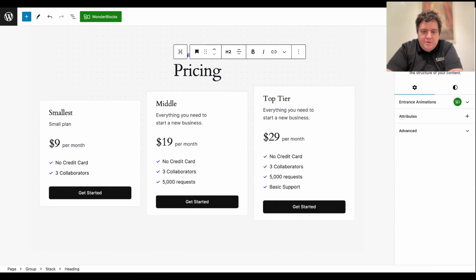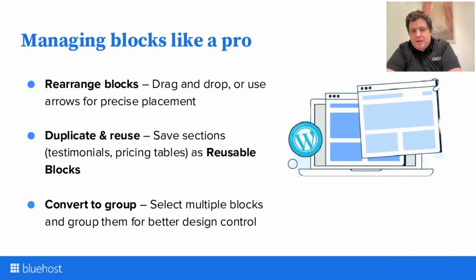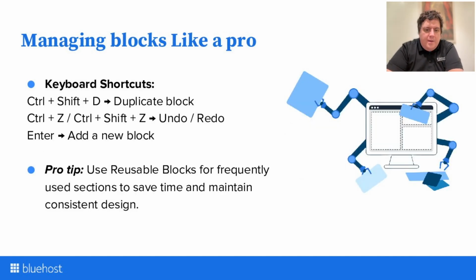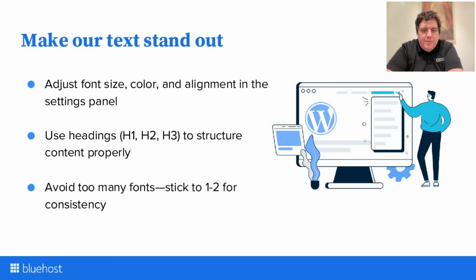Anyways, back to our notes that we have. You can duplicate things. Keyboard shortcuts we talked about. Formatting and customizing a block. I think we covered this a little bit, but we can show it off again. You can change things like size, color, alignment in settings. That's the thing that shows up on the right-hand side.